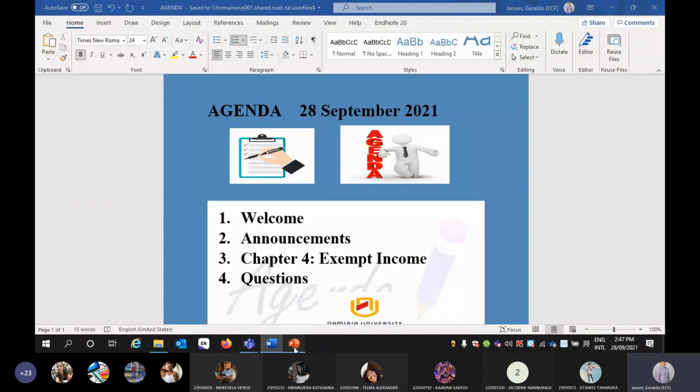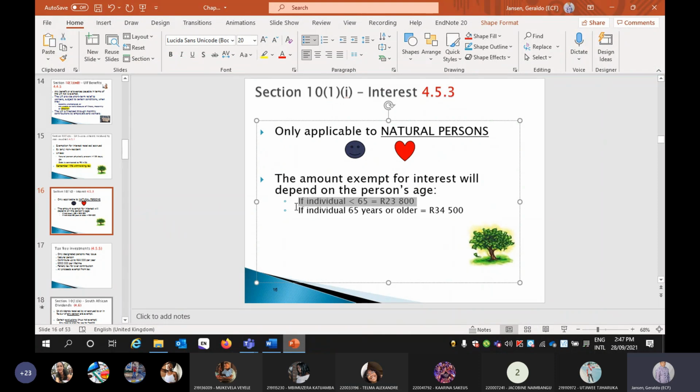What I'm saying is, let's use this one where a person is younger than 65 years old. I'm saying in my test, I'll say this person got South African interest worth 50,000. What amount will be exempted? Then it's easy because you have to say 23,800. Guys, this is the maximum amount. Whether the person got 50,000 or 200,000, they will only qualify for 23,800 exemption in a year.